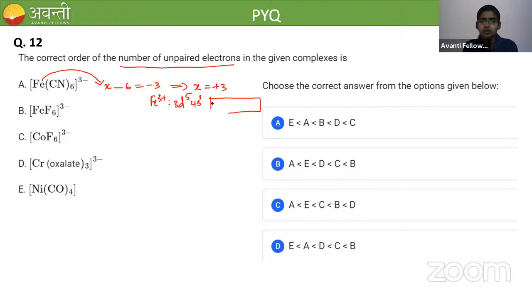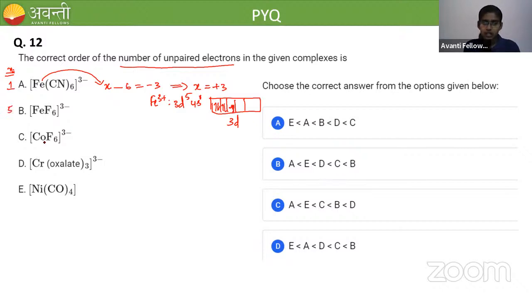In the 3d orbital, among the 5 electrons, 2 will get paired and I will have only one unpaired electron here. So the number of unpaired electrons in the first case, the n value, is 1. Now coming to the second complex, the oxidation state is again +3, but F is a weak field ligand. If it is a weak field ligand, the 5 unpaired electrons remain as such, right? So the number of unpaired electrons will be 5.